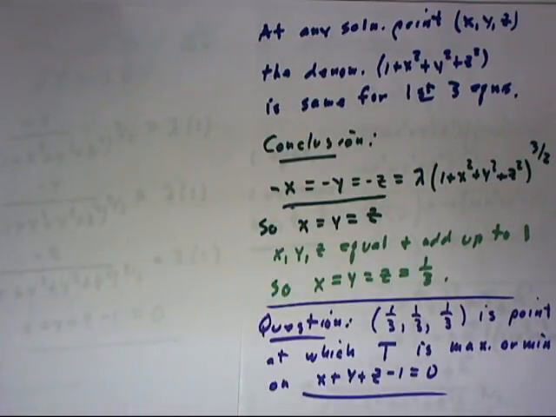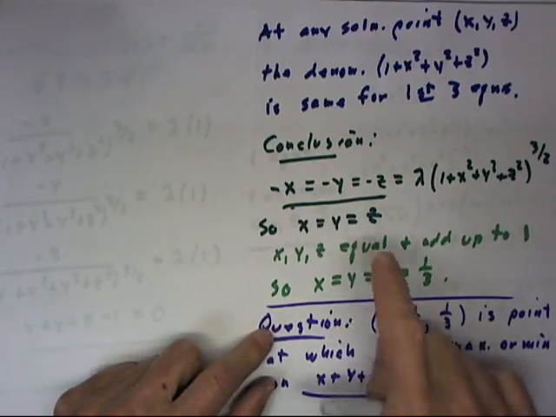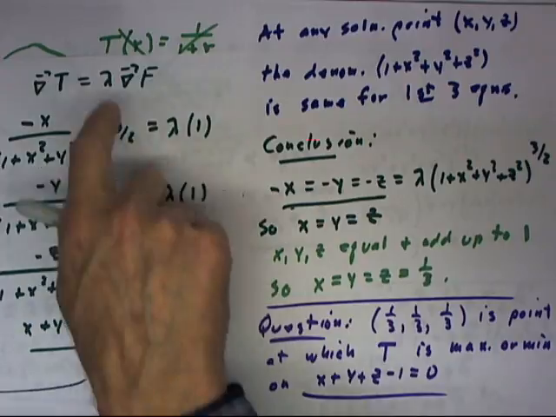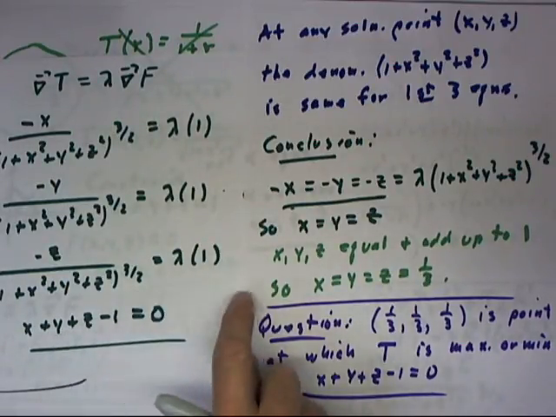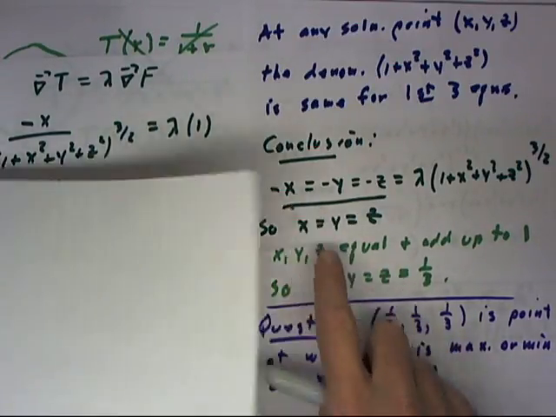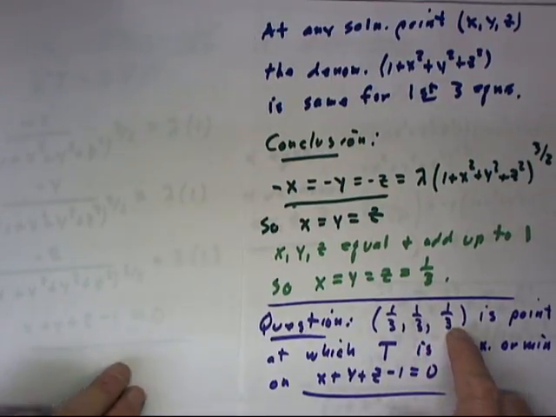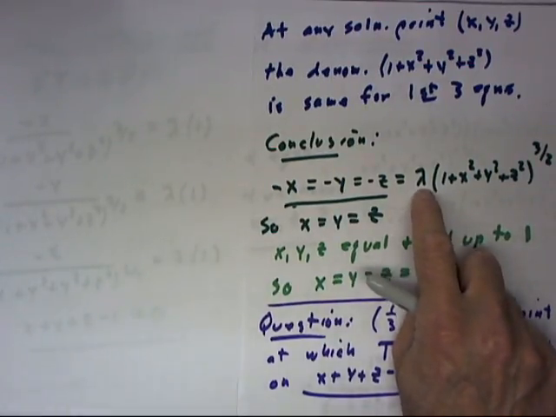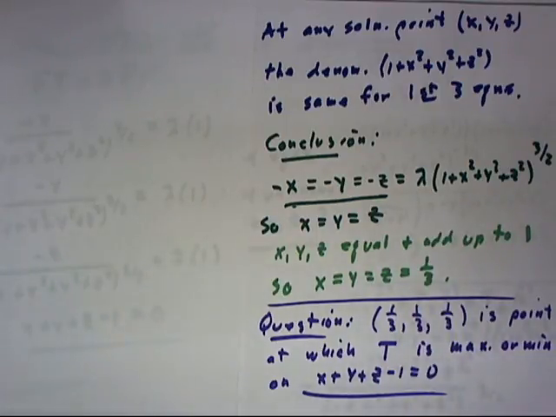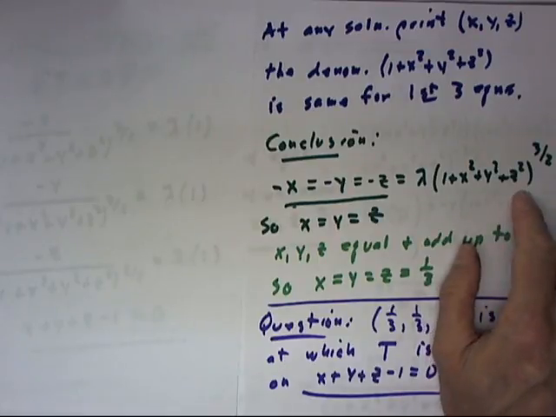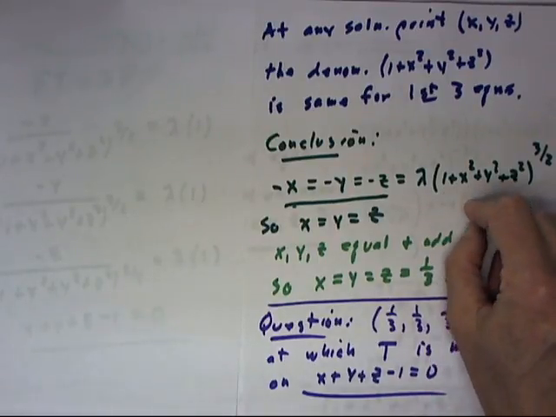Okay, we complete our reasoning. We've concluded that the equations are solved at x, y, z each equal to 1/3, and that gives us a value of lambda that we could easily enough evaluate. 1/3 squared is 1/9, so we have 1 and 3/9, which is 4/3.